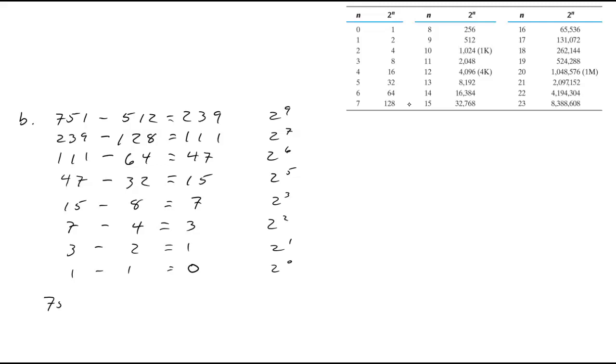So we know that 751 in base 10 equals, let's see, there's 2 to the 9th. There's no 2 to the 8th, but a 2 to the 7th, to the 6th, to the 5th. We don't have a 4th, but there's a 3rd, a 2nd, a 1, and a 0. Right? And that is 751 in base 2.